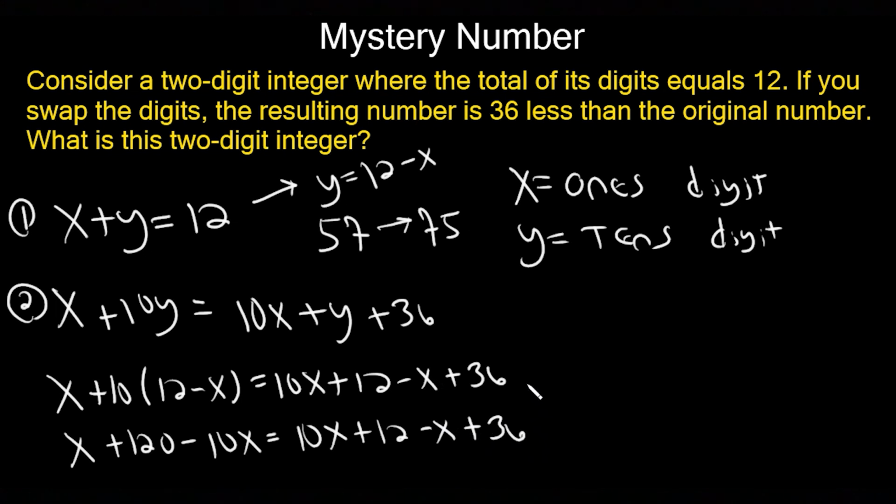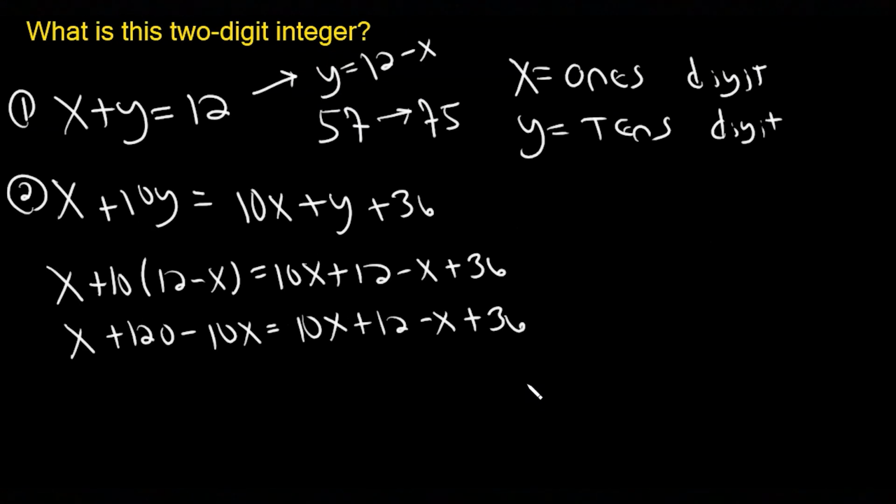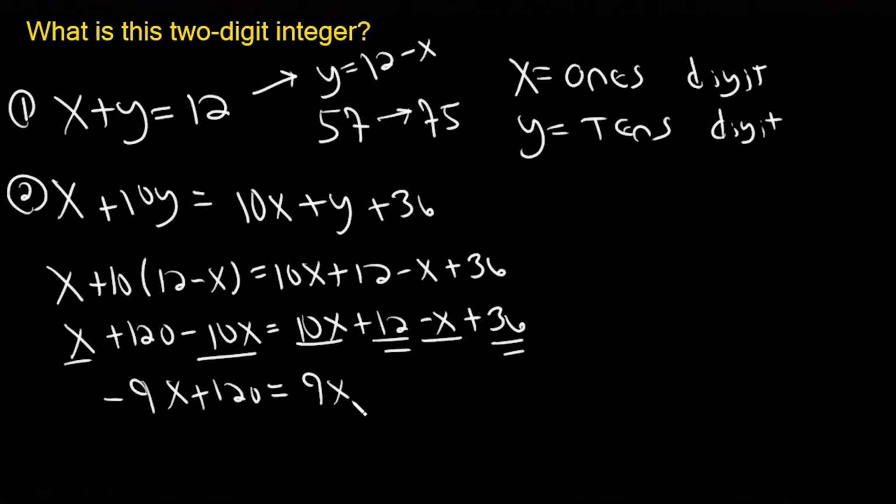Let's go ahead and scroll down, that way we have room. And now from here, we just want to combine like terms, and then we'll solve for x. Cleaning this up, I'll have x and then negative 10x. That will give me negative 9x, plus 120 equal to, I have like terms here and also here and here. So 10x minus x will give me 9x, and then 12 plus 36 will give me 48, so plus 48.